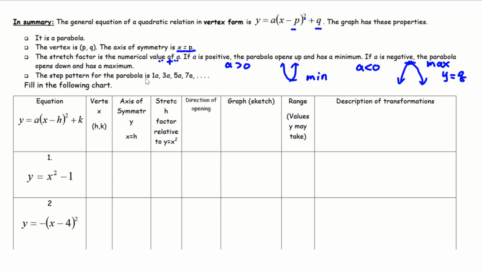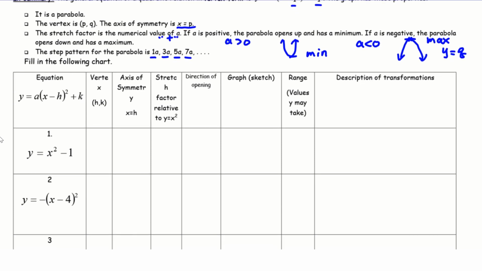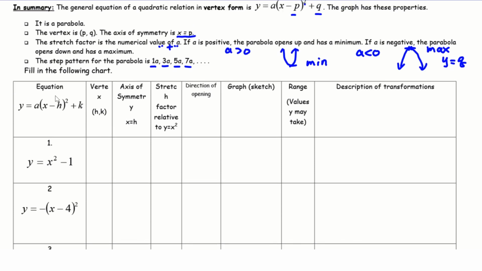The step pattern is from the vertex: right 1, up 1a, right 2, up 3a. The slope is changing, okay? If the slope stayed the same, it would be a straight line. For the parabola, the slope is changing, but the second difference is 2 times a, so it is constant. It is a quadratic function. So this is a summary of the vertex form.